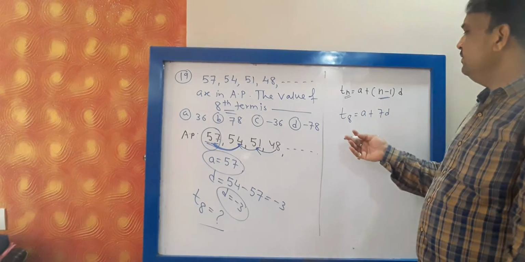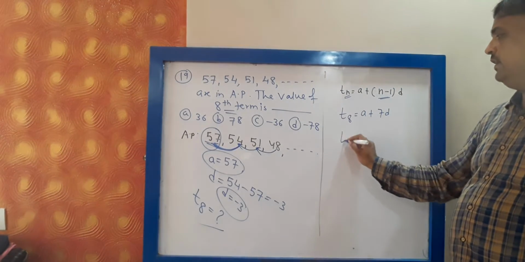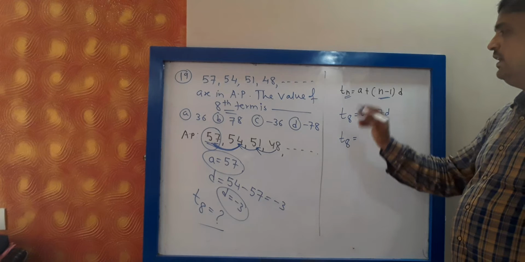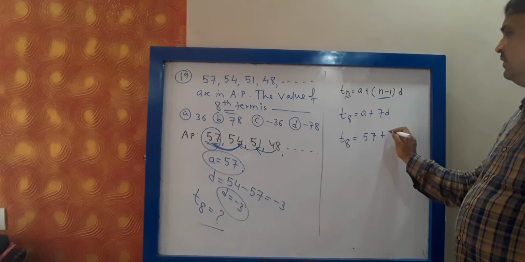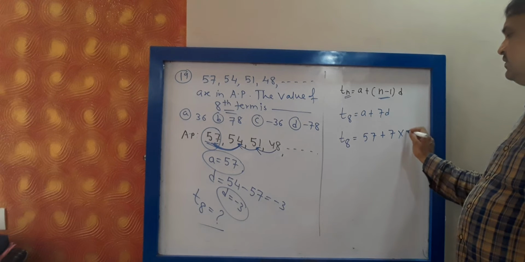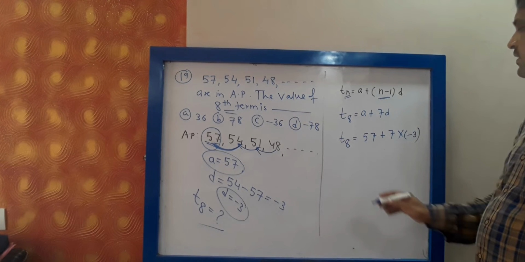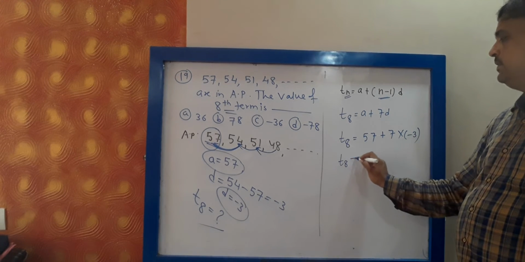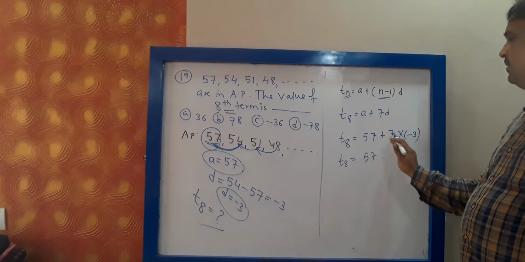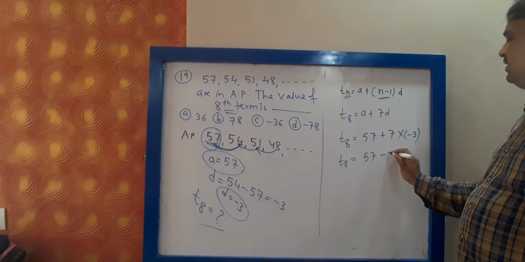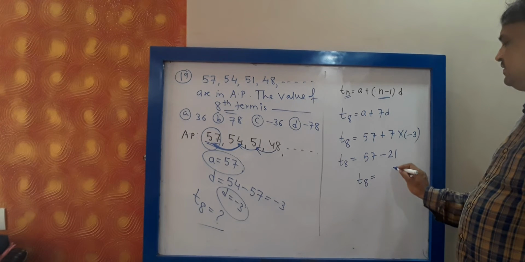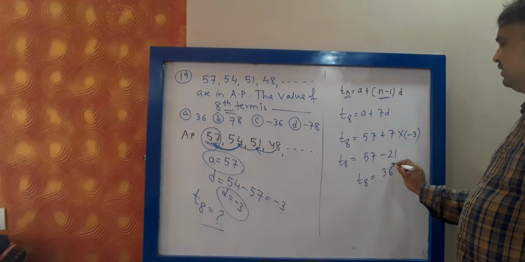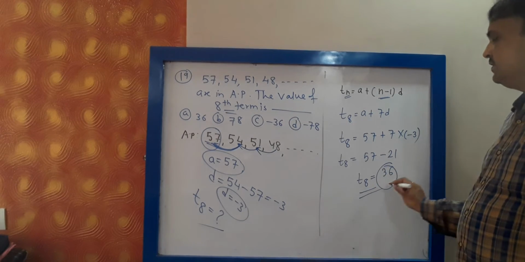Now put the value of 8. T8 we have to find. A is given, 57, plus 7 into D. D is minus 3. So T8 is 57. Multiplication of plus into minus is minus 21. So T8 is 57 minus 21, which is 36. So the 8th term of the AP is 36.